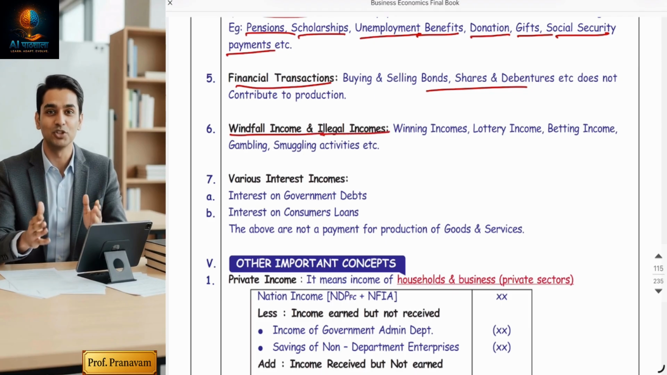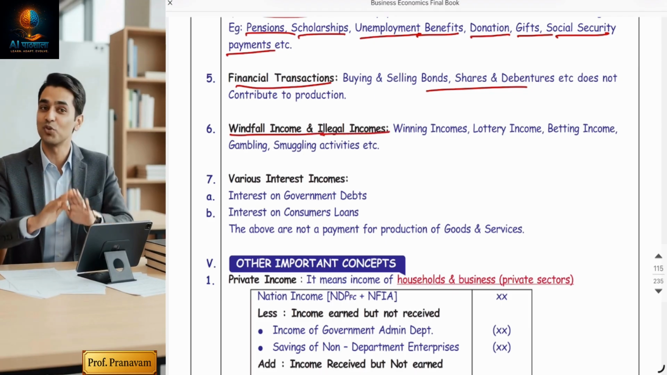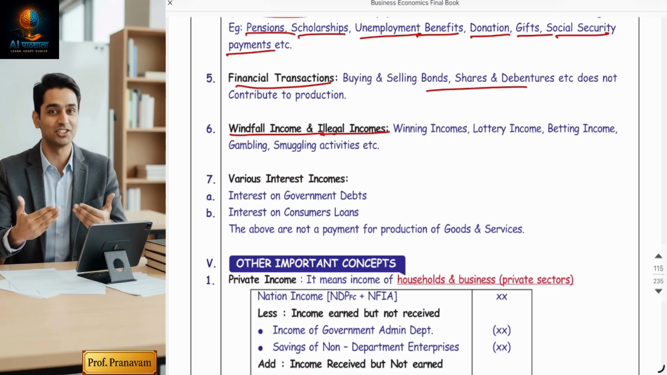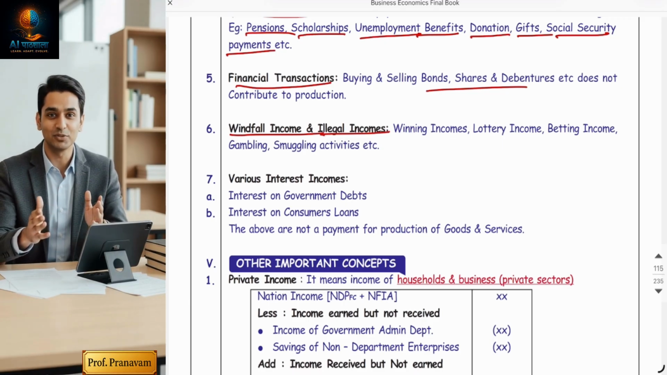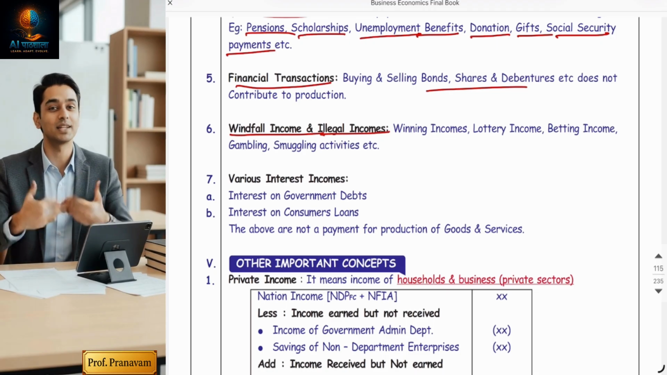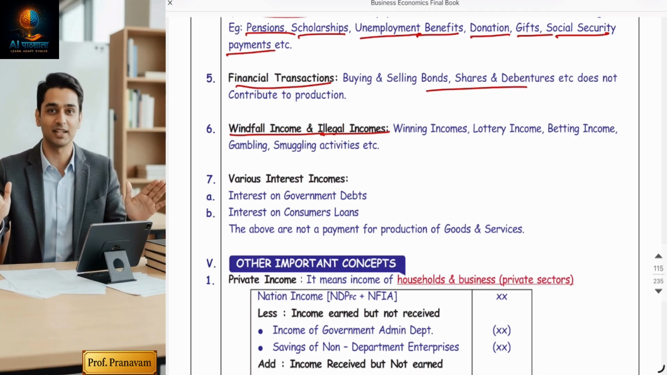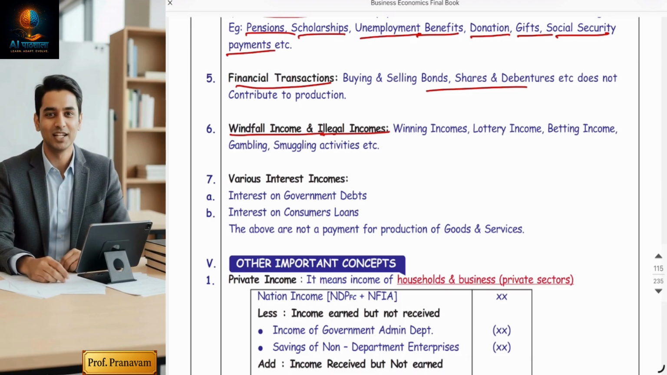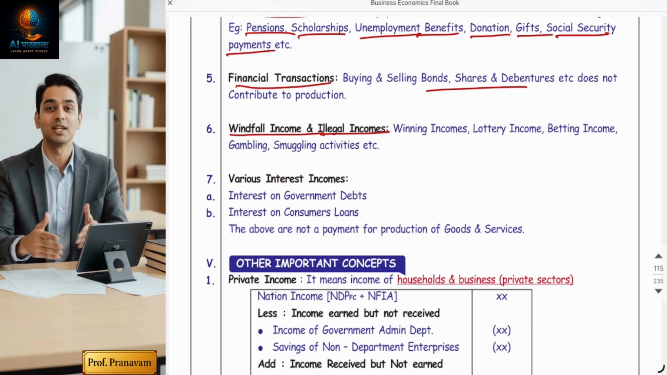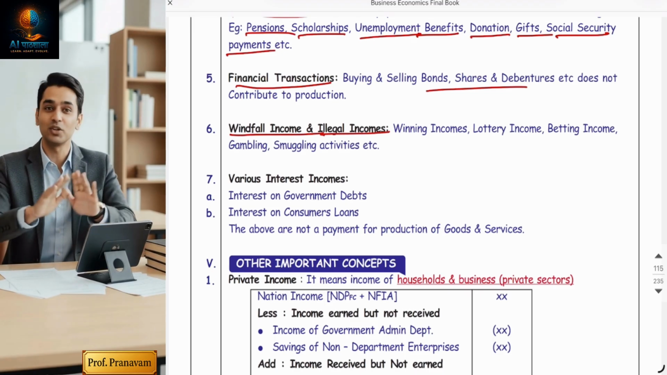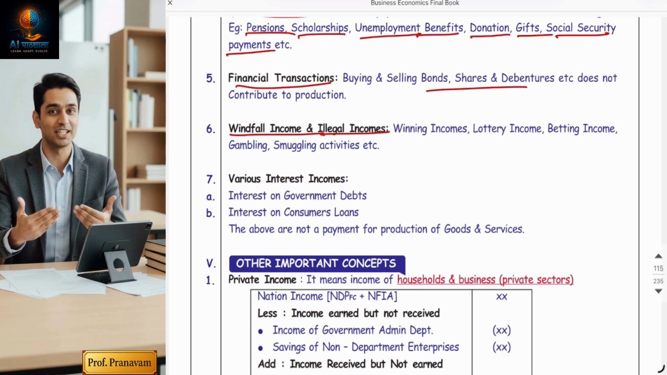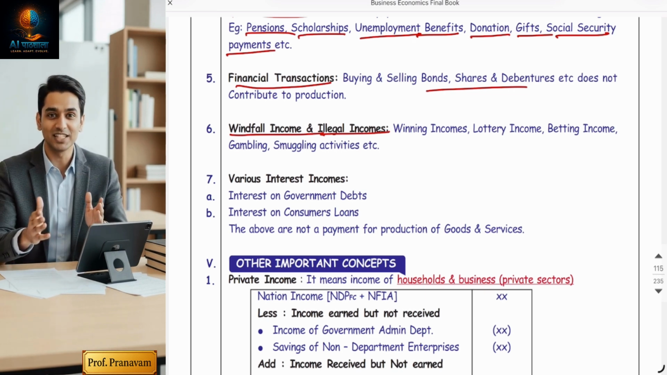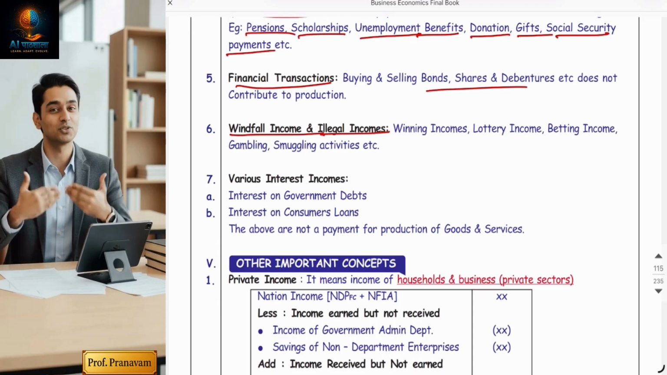Sixth is windfall income and illegal incomes. Guys, lottery, gambling, smuggling, okay? These are never included even though the winner is earning the income. The reason is it is a luck factor income. In reality, there is no production, and economic growth cannot be considered on the basis of luck. And illegal means not legal. How can you consider it in decision making of economic growth? It is totally illogical. That's why both transactions are excluded, as they are not related to productive activity.